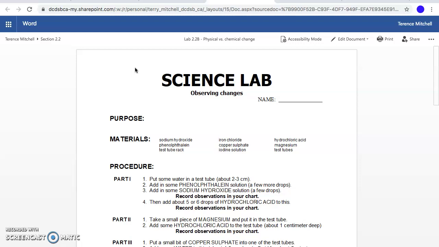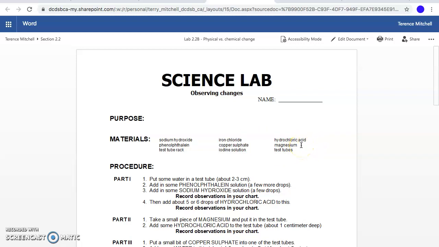So in this lab, you are going to do four experiments. You're going to do four separate mixtures, I suppose. And you're going to see if just a physical change takes place, or you're going to let me know if a chemical change takes place and what evidence there was. So the materials in this lab: sodium hydroxide, phenolphthalein, a test tube rack and test tubes, iron chloride, copper sulfate, iodine, hydrochloric acid, and magnesium.